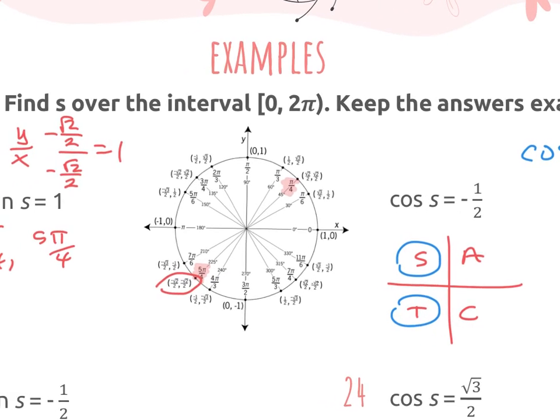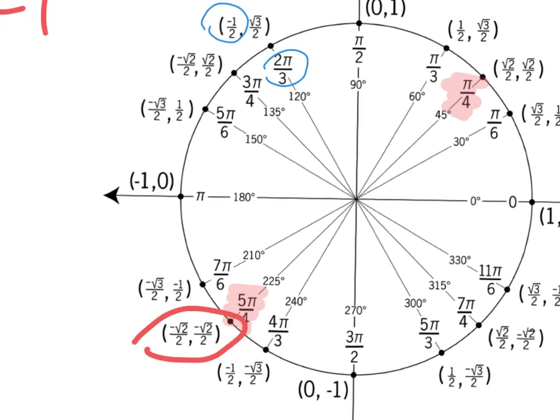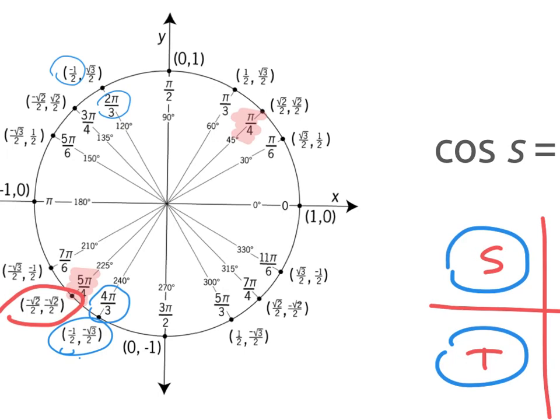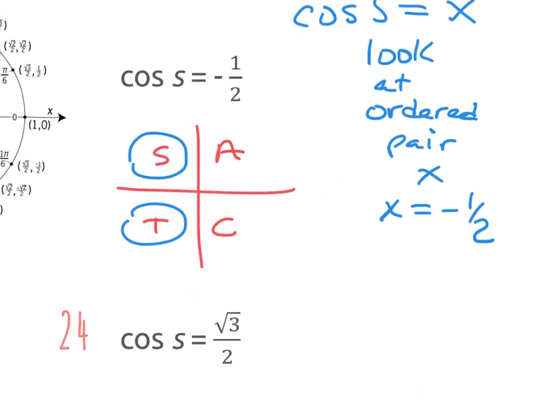So I come over here. I'm looking for x to equal negative 1/2. I can see it's right here. So my answer is 2 pi over 3. And in quadrant 3, it's over here. So it's 4 pi over 3. Notice both of my answers are going to have the same denominator. And that's what they were singing in that video. So the answer to this one, where x equals negative 1/2, s is going to equal 2 pi over 3 and 4 pi over 3.